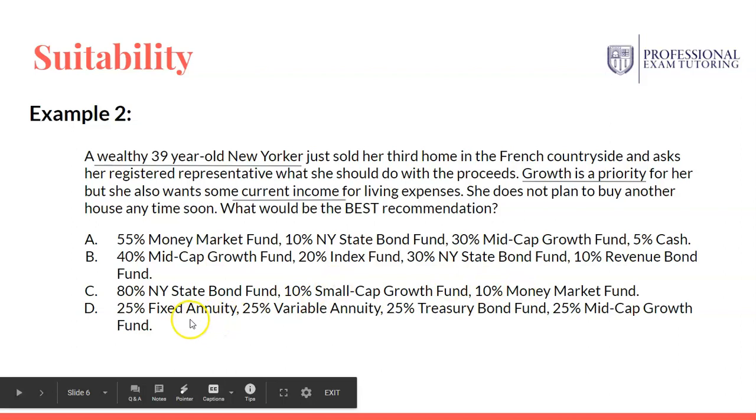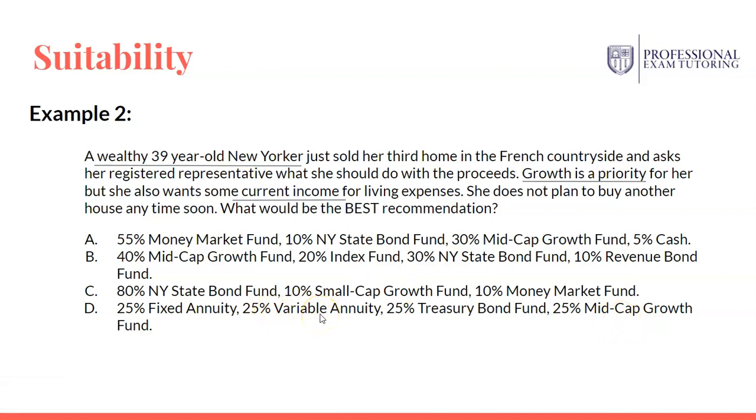Now, D, 25% fixed annuity, 25% variable annuity, 25% treasury bond fund, 25% mid-cap growth. The mid-cap growth is the only thing here that's totally stock related. There's some stocks we know in variable annuities.